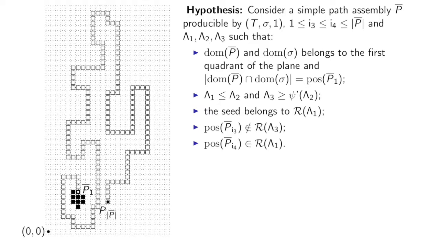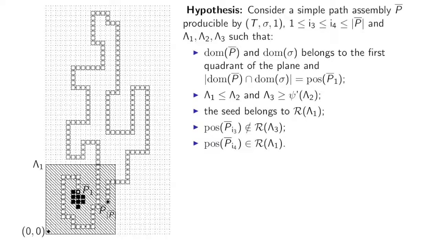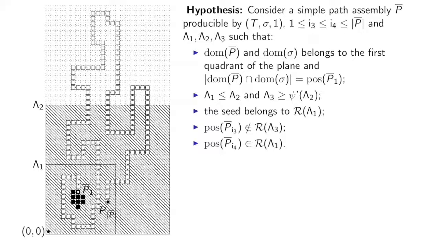This proof uses recurrence. We start by the result used to deal with the recurrence. This result requires a lot of hypothesis. First, we consider a simple path assembly P and a seed which both belong to the first quadrant of the plane. Then we consider a distance λ1 such that the seed belongs to the square of width λ1. We denote by W the window of this finite area. Note that the size of this window is bounded by 4 times λ1.